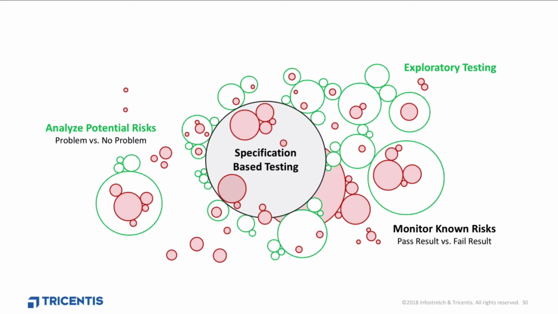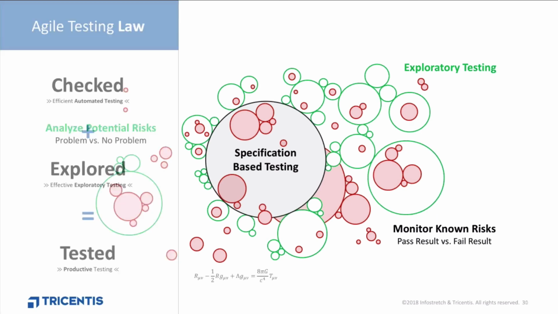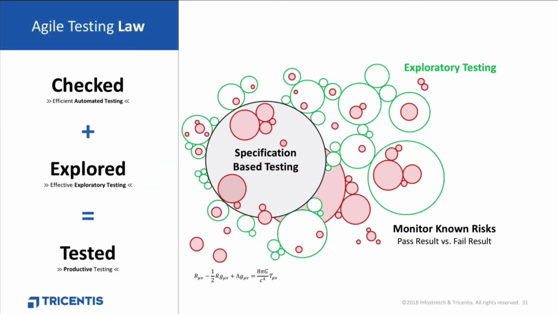Therefore, for us at Tricentis, we call it the Agile testing law, which is basically an equation which says properly tested is an equation of checked via automated regression tests plus explored through exploratory testing.